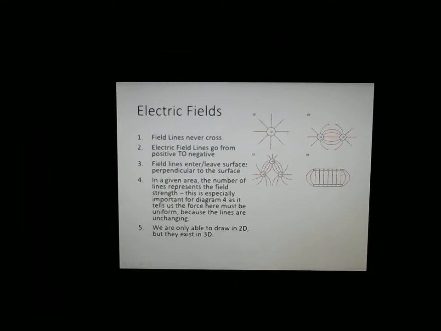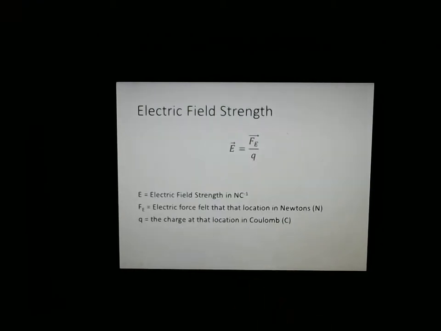So let's talk about electric field strength. Field strength is defined as how hard the field pushes, our force, per charge being pushed, so we've got a nice simple equation here. E is the electric field strength, Fe is the electric force. Remember, in the syllabus it just writes F, but it's the electric force felt at that location, and Q is the charge at that location. That's going to be really important because we're going to see another formula in a second that uses a different type of Q.